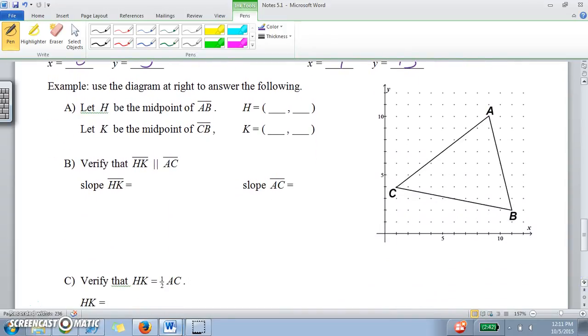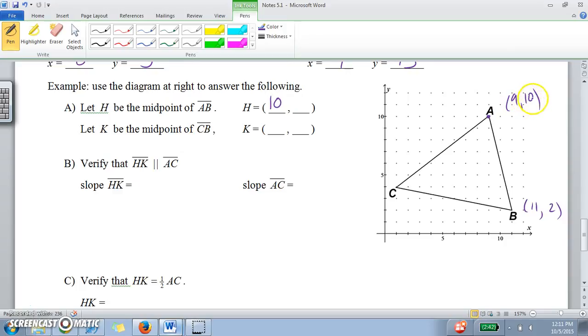Last example, it says let H be the midpoint of AB. So A is here. Let's write out the coordinates of A. The coordinates are 9, 10. And the coordinates of B are 11, 2. So to find the midpoint, I've got to find the average of the x coordinates and the average of the y coordinates. So what number is halfway between 9 and 11? Well, 10 is halfway between 9 and 11. So I know the x coordinate is going to have to be 10.